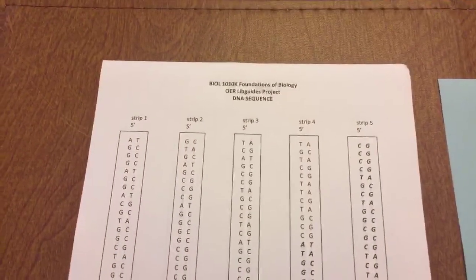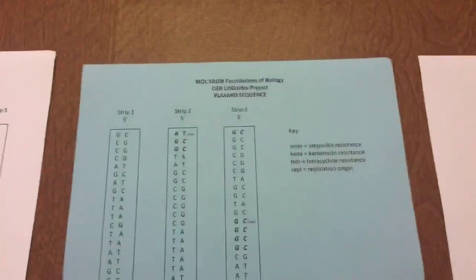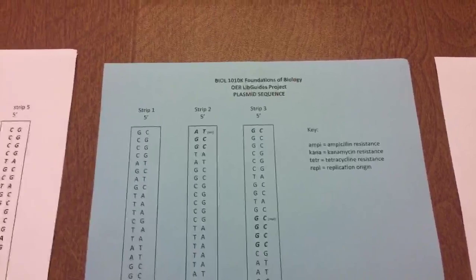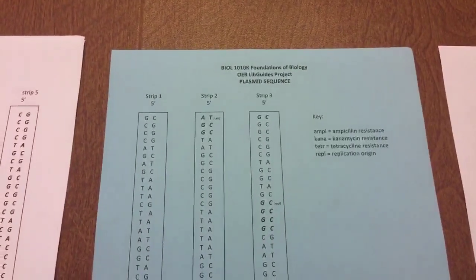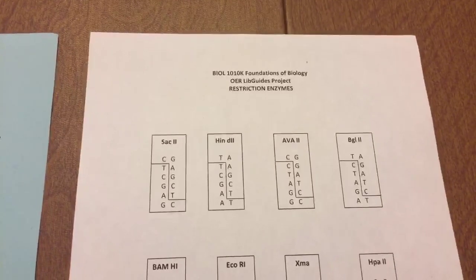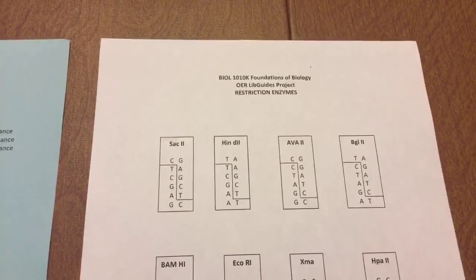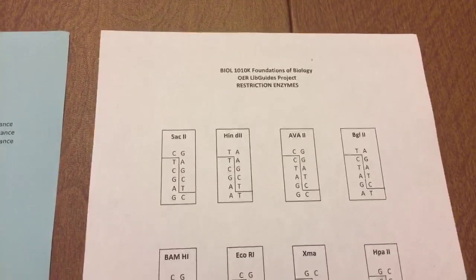I printed out the DNA sequence, which is separate. The plasmid sequence, which ideally you would do in a different color paper, which I've done here, and then the restriction enzyme page. And then you're going to go ahead and cut all those out. And so you can see I've done that here.